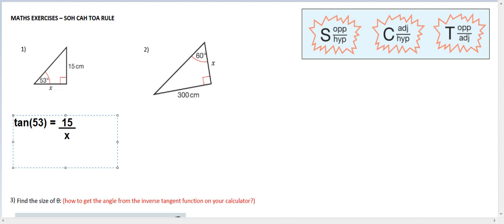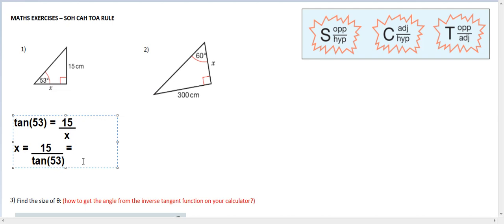So we have to swap here the positions of the tangent, which is a number that you get from your calculator, and x. So let's swap both. x is going to be equal to 15 divided by the tangent of 53. Okay, 15 divided by the tangent of 53.